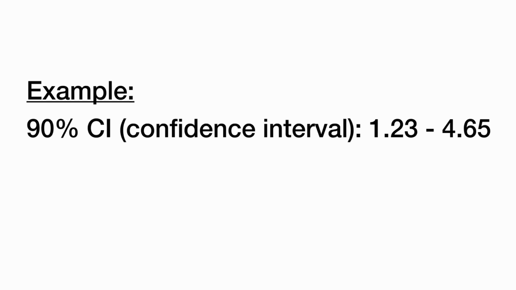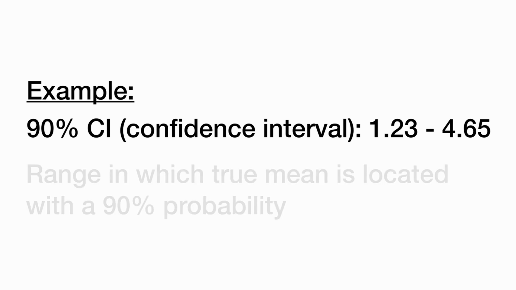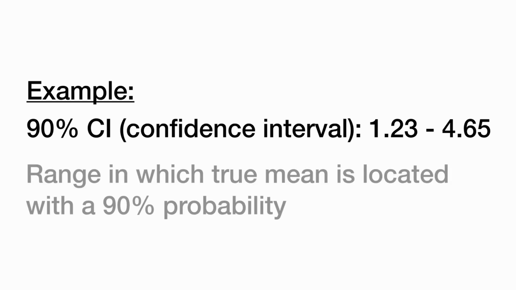When we present a 90% confidence interval of the mean value, then that means that our true mean value will be located within this interval with a 90% probability. So also the confidence interval shows us uncertainty, but we can provide a percentage.